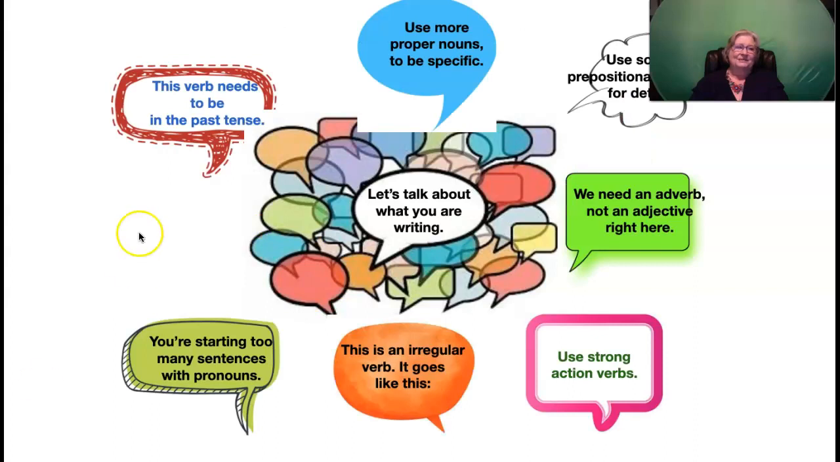All right, so this is why I am so passionate about teaching grammar, because I know, as an English teacher for 33 years, that we can enrich the conversation about writing and about reading, about text in general, when we have the meta language, when we have the language of the language.